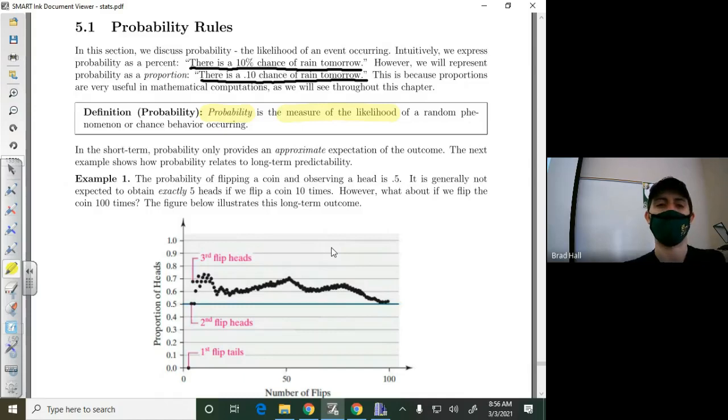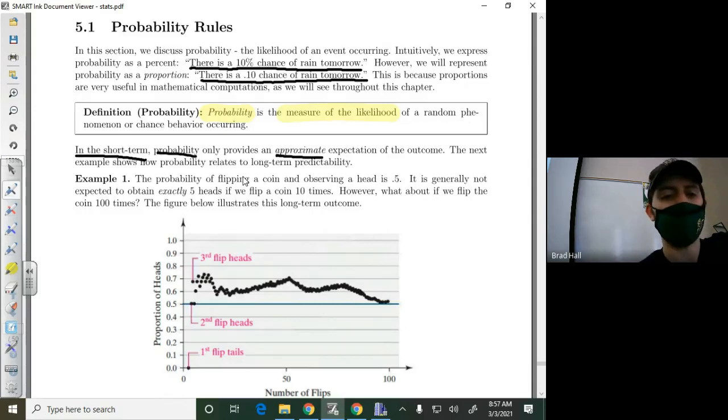So, for example, I suppose the point I'm trying to make is best exemplified in example 1, so let me just wait to explain it there. But dancing around the idea I was about to say, in the short term, probability only determines an approximate expectation. And this can be shown in example 1 here.